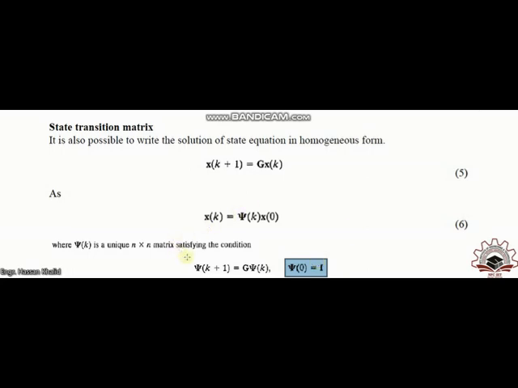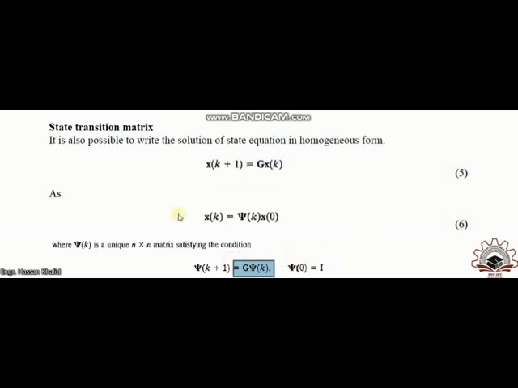So you can easily mention it over here. You can transform your state equation in the form of the psi matrix formation, that is, a state transition matrix, psi of k plus 1 equals G into psi of k, where psi of k is the new state vector. How it is being done, it's very simple.